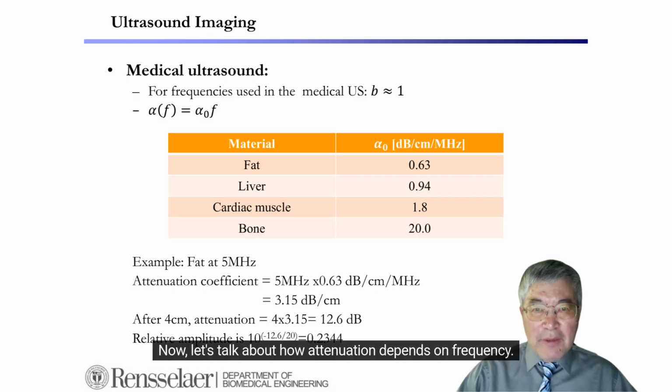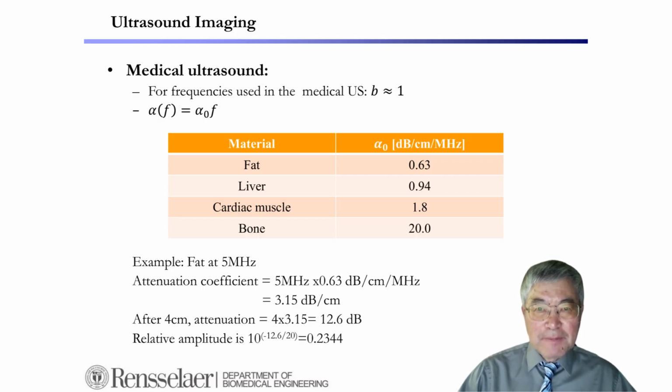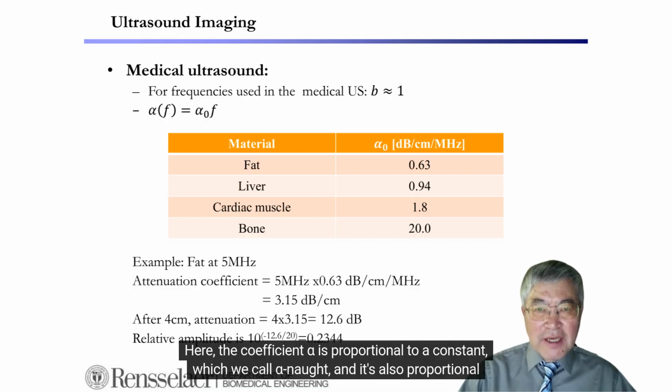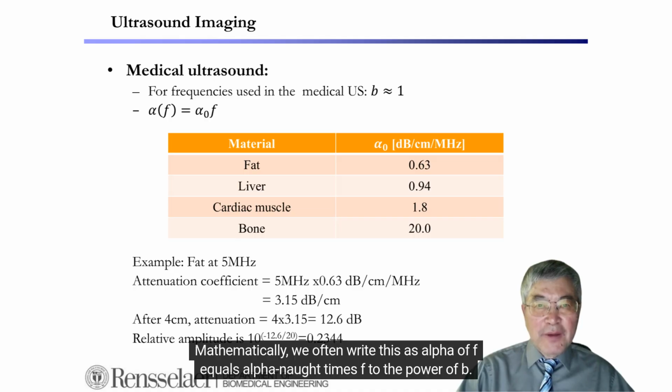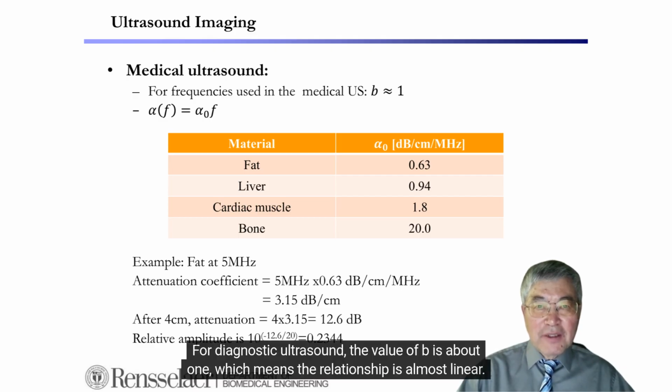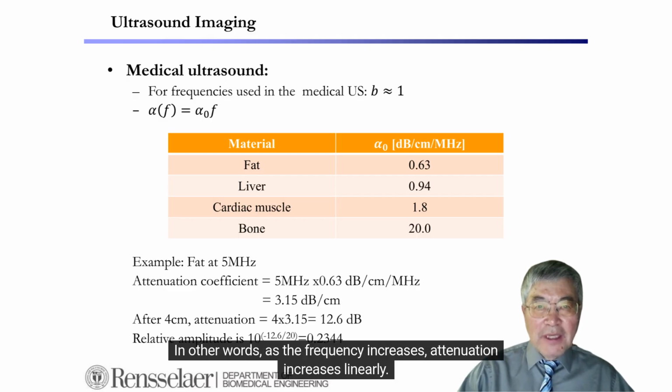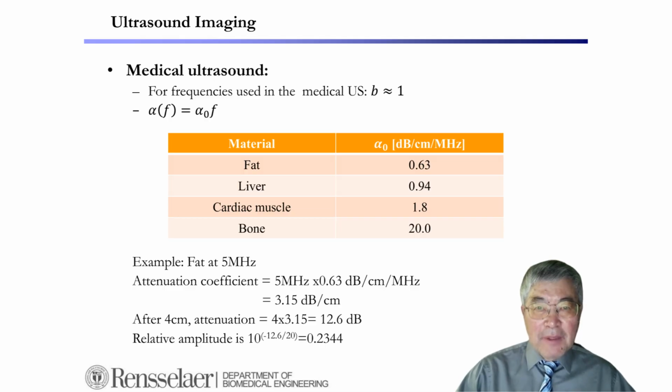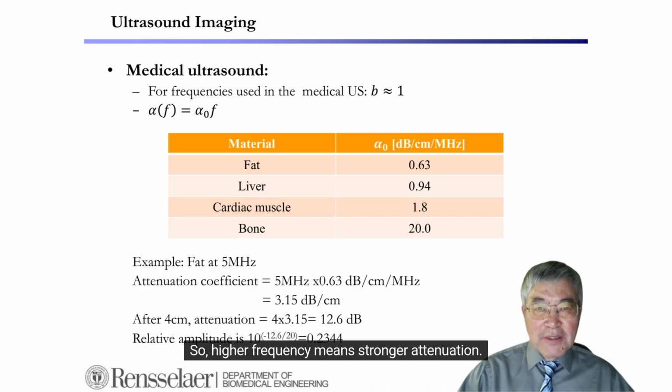Now let's talk about how attenuation depends on frequency. Here, the coefficient alpha is proportional to a constant, which we call alpha naught, and it's also proportional to frequency. Mathematically, we often write this as alpha of f equals alpha naught times f to the power of b. For diagnostic ultrasound, the value of b is about 1, which means the relationship is almost linear. In other words, as the frequency increases, attenuation increases linearly. So, higher frequency means stronger attenuation.